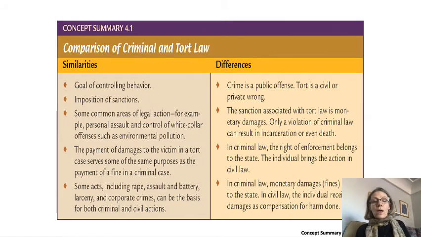Your textbook does offer a graph that's similar to this, but this is from an older edition of the textbook, and I think it just does a better illustration of the comparison. So on the one side, it shows the similarities between criminal and tort law, and the other side, it's the differences between criminal and tort law. And a lot of this we've already covered, so I'm not going to go over this, but make sure you look at the graph that's in your textbook. Or you can refer back to the video. It really does a really good job of comparing and contrasting the two different types of law.